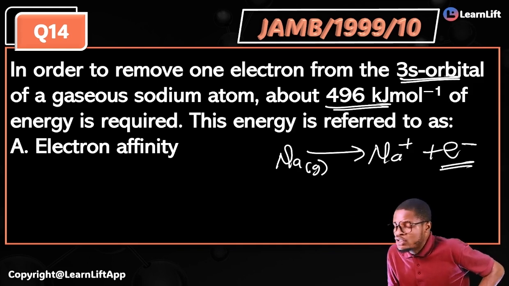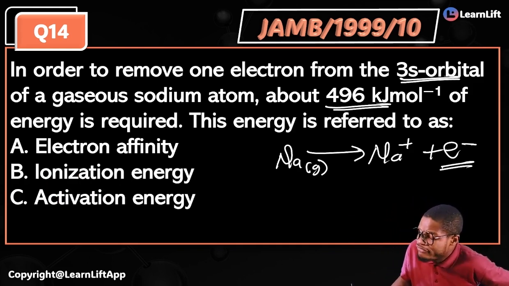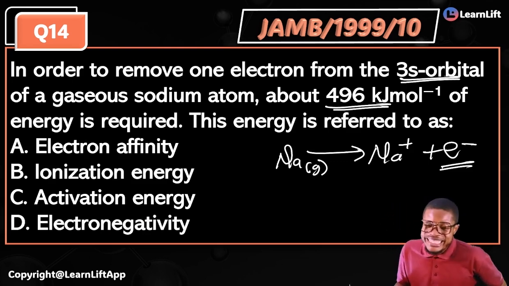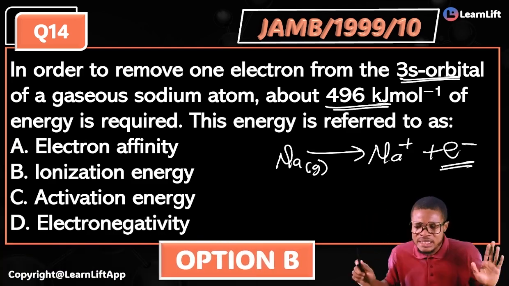Option A says it is called electron affinity. Option B says it is called ionization energy. Option C says it is called activation energy. Option D says it is electronegativity. What is the answer? Ionization energy. Option B is the answer.